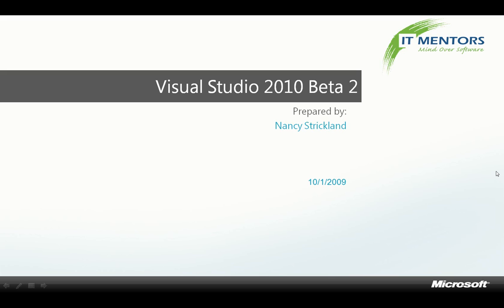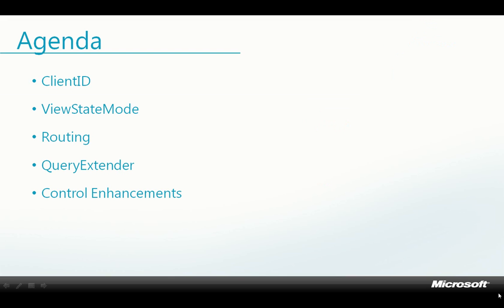This video on web forms is part of a series on the Beta 2 release of Visual Studio 2010 and the .NET Framework 4. In this video, I'll talk about what's new in Web Forms 4.0. Here are the topics, new features, or improvements that will make your job easier and give you more control over your applications. The new features are Client ID, View State Mode, routing and query extenders, and there are also some enhancements to existing controls.